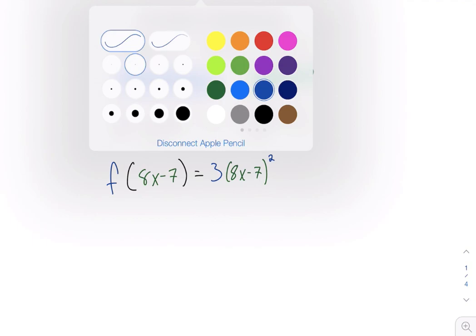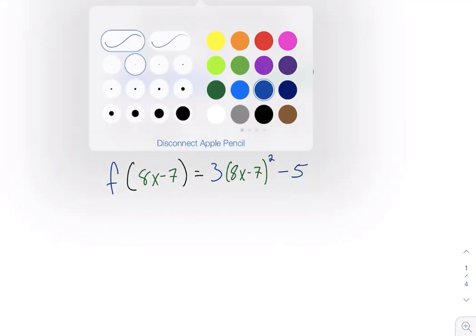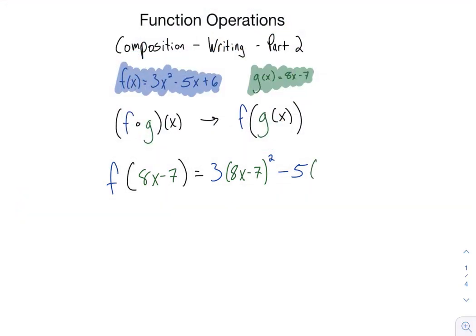Now, you have to be careful. I see this often. This is a common mistake. Every x needs to be substituted in for the g function. So it's not going to stay 5x. It's going to be 5 times 8x minus 7. I've been guilty of making that mistake. I've seen a lot of other people do it. So that's one thing you want to be careful of, is make sure every time you see an x, it gets replaced with that g of x function.